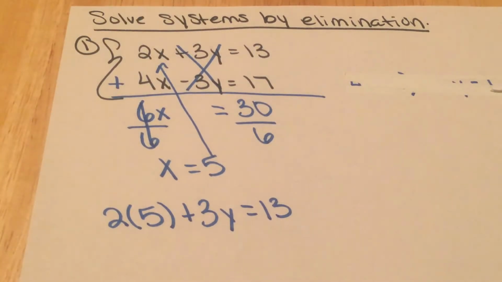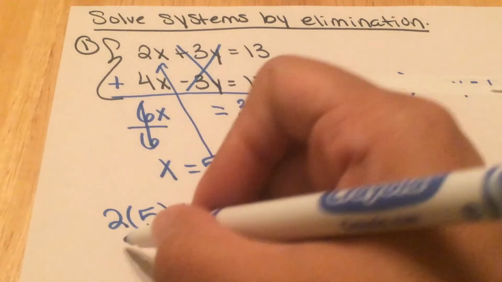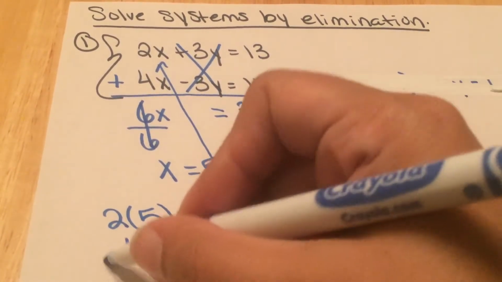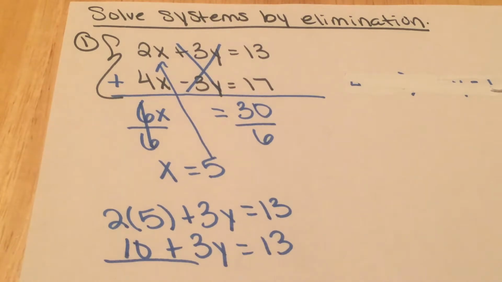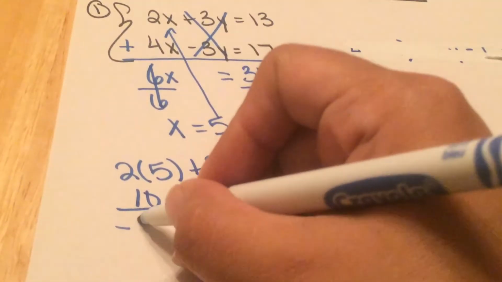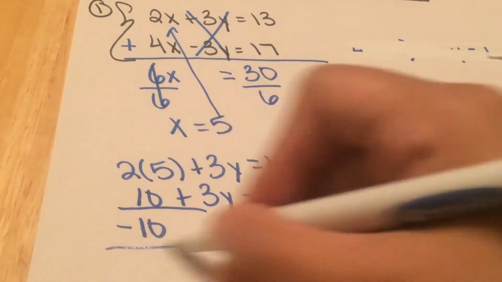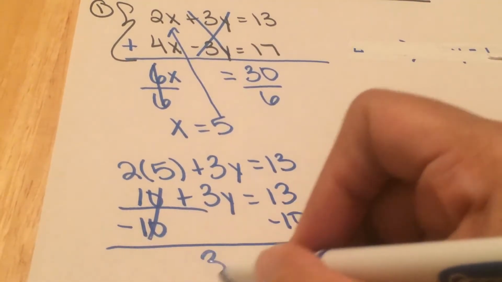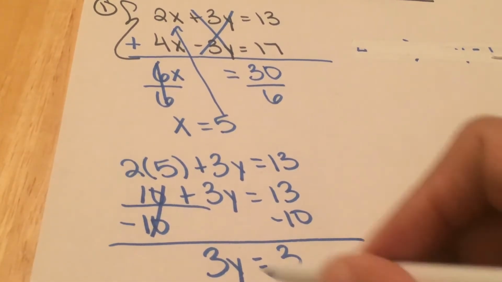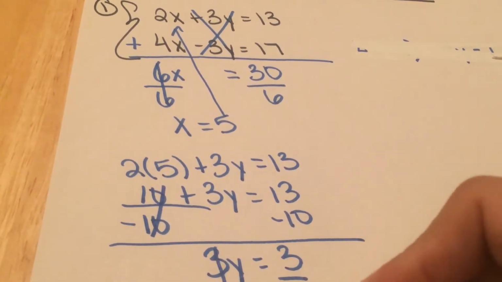So 2 times 5 is 10 plus 3y is equal to 13. I'm going to go ahead and subtract 10 from both sides. So 3y is going to equal 3. I'm going to divide both sides by 3, and I'm going to end up with y equals 1.